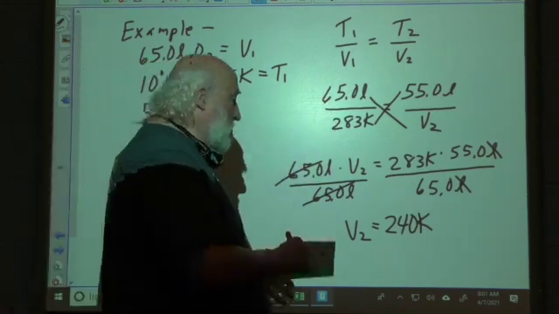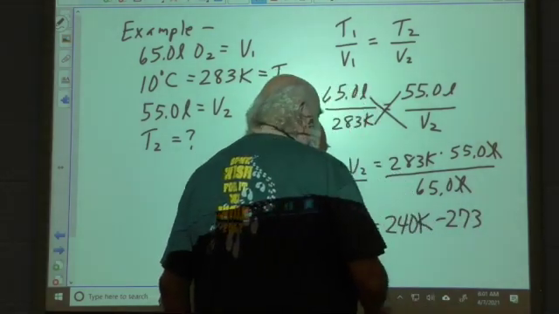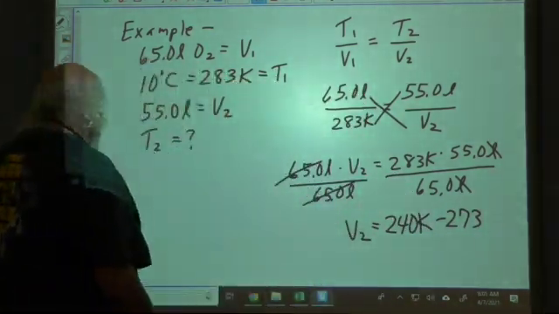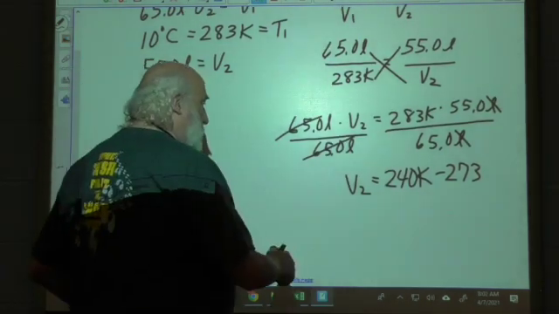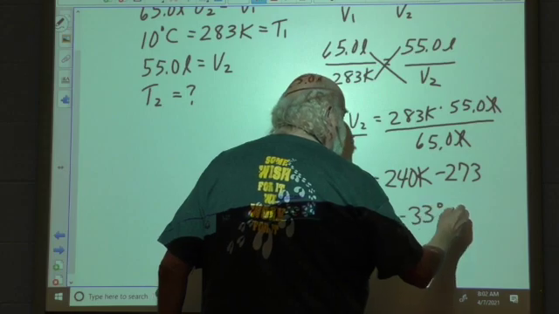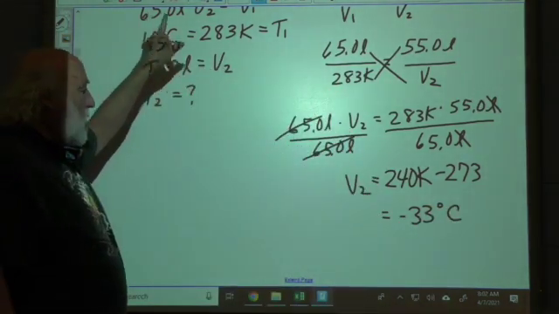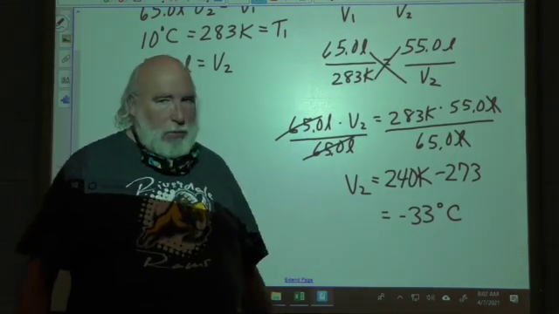So we have to subtract the 273. We have to do the inverse of how we got to Kelvin, which is by adding 273. And so when that happens, this gives us negative 33 degrees Celsius. And as we predicted, the temperature dropped from 10 degrees to 33 below zero.